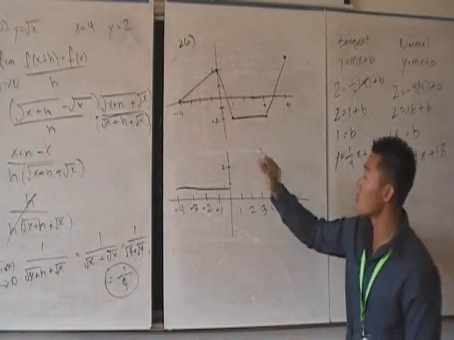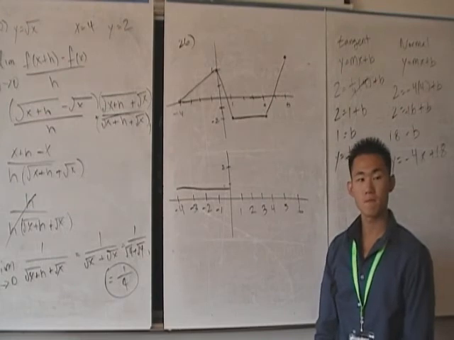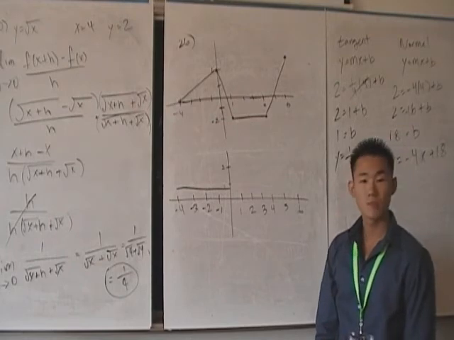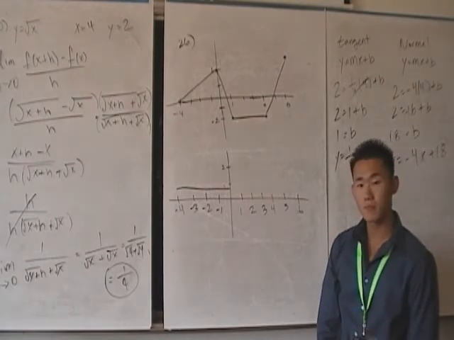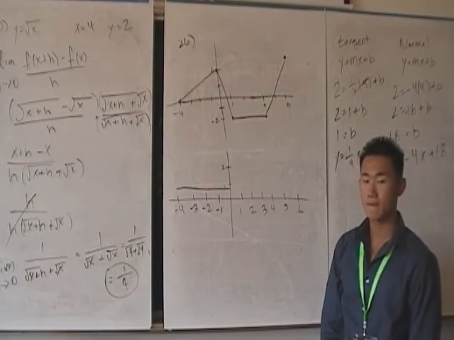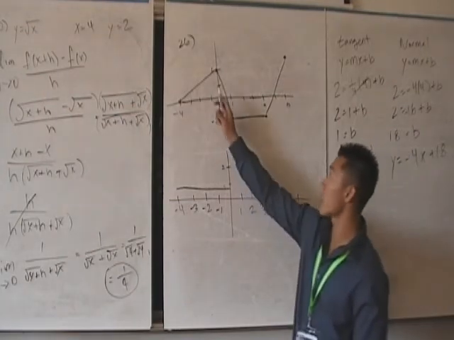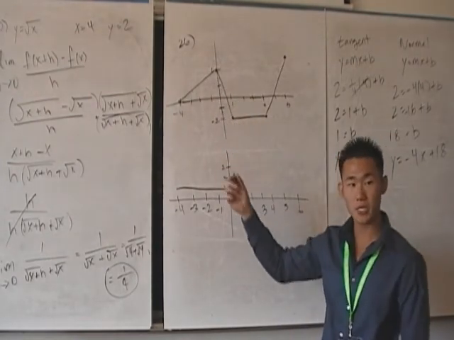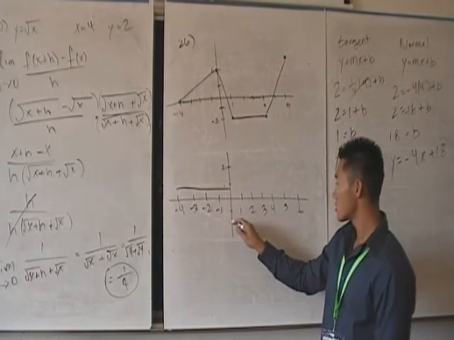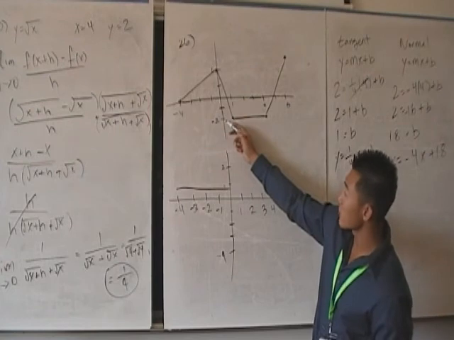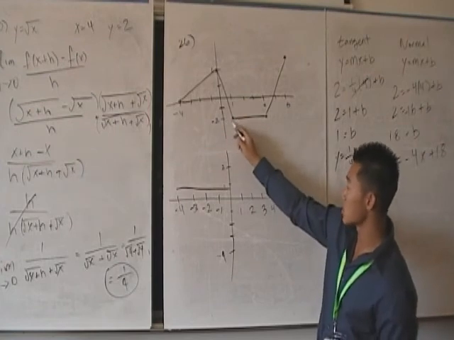From 0 to 1, what's your slope? -4. -4 is your slope, right? Because you go down 4. 1, 2, 3, 4 over 1. So your slope is -4. Okay, there's -4. You go down to -4, and that's between 0 and 1.